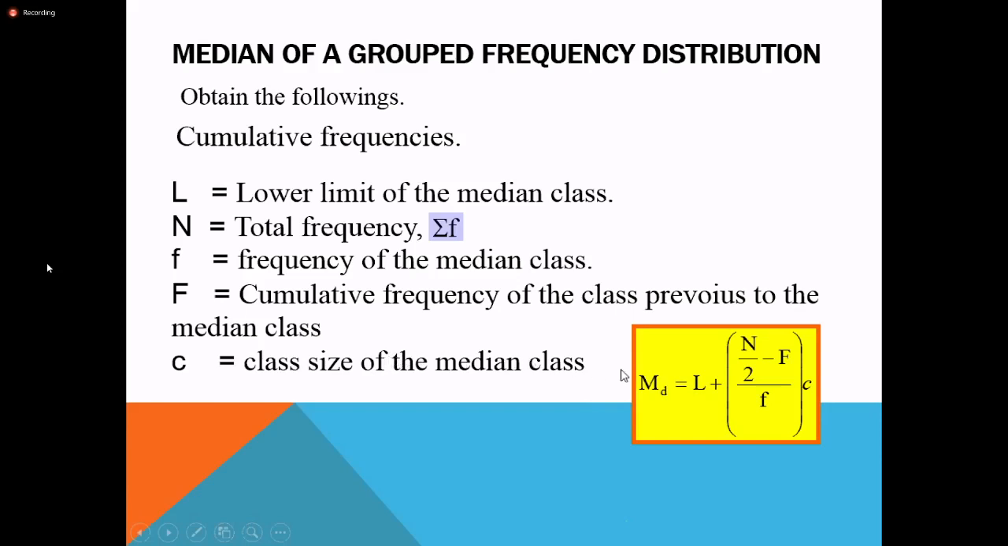Then the formula is given here. Median is L plus n over 2 minus F, divided by small f. මේ අනුපාතයට පන්ති තරම බෙදලා එකතු කරන්න. This is the ratio which is multiplied by the class size and added to the lower limit of the median class.